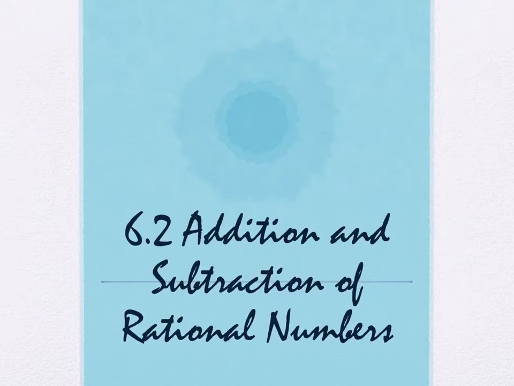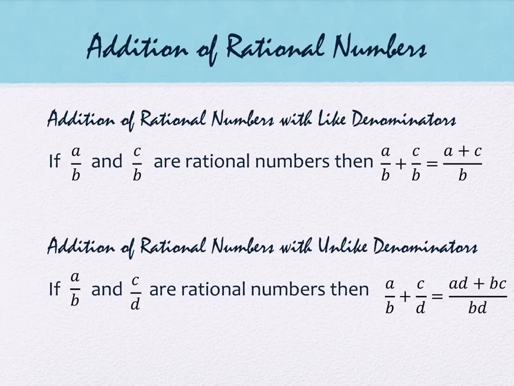Today we're going to take a look at the addition and subtraction of rational numbers. We're going to start with just addition definitions. So we have two different options when we're adding fractions together. They might have denominators that are the same, or like denominators, or they might have denominators that are different.